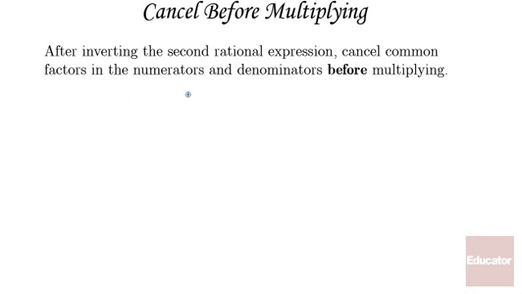So the first step is invert: change to multiplication, invert the second rational expression or find the reciprocal, cancel common factors in the numerator and denominator, and then multiply.